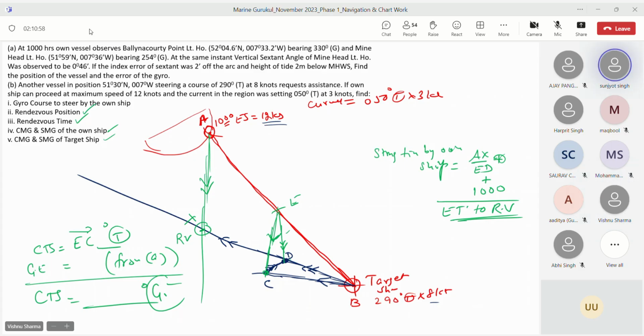But in that case, sir, the answer would become different, no? The rendezvous position will be different. Why? CMG will still be the same, no? If you apply for 2 hours, the CMG of the target will come the same.